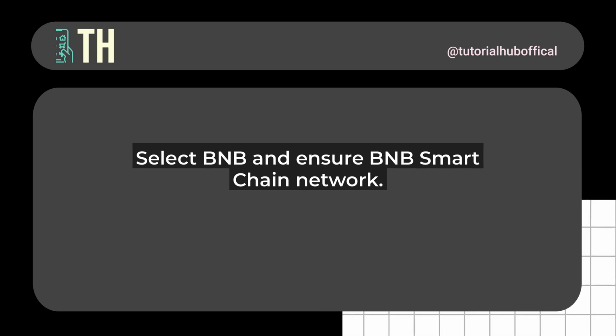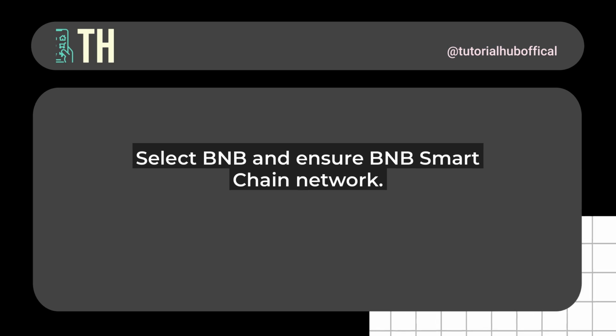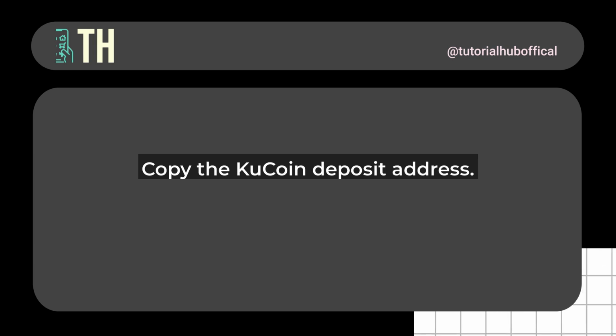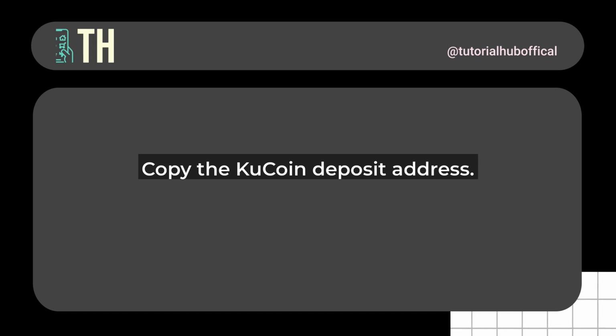Choose BNB from the list of cryptocurrencies, and make sure it's set to the BNB Smart Chain network. Kucoin will then generate a unique deposit address for your BNB wallet. Copy that address carefully. Now, back to Coinbase Wallet.